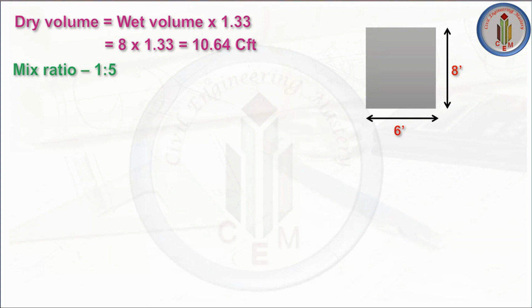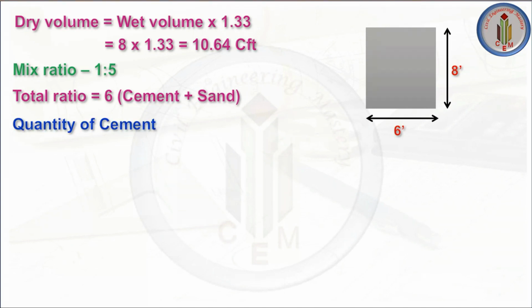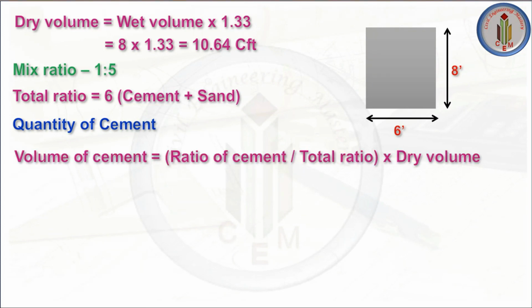Here I am going to consider the mix ratio as 1:5. So the total ratio, cement plus sand, 1 plus 5, is 6. Next we are going to calculate the quantity of cement. Volume of cement is equal to ratio of cement by total ratio multiplied by dry volume. So the ratio of cement is 1, divided by the total ratio 6, multiplied by dry volume, we get 1.773 cubic feet.